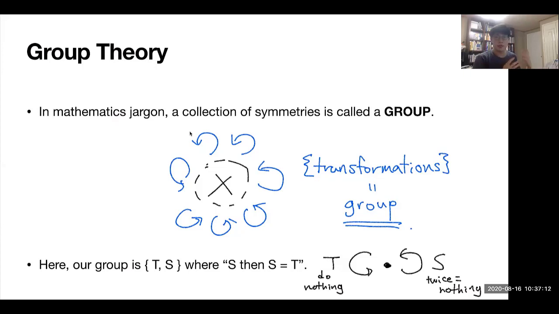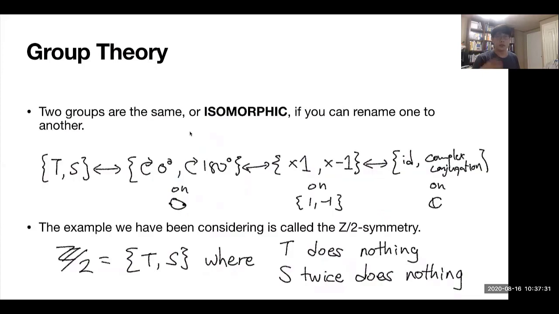And the four examples that we were considering before all show you the same group, although the underlying objects were different. The groups are the same in the sense that you have these two transformations that are related in the same way. Okay. And another math jargon to express that idea is isomorphism, or isomorphic groups.